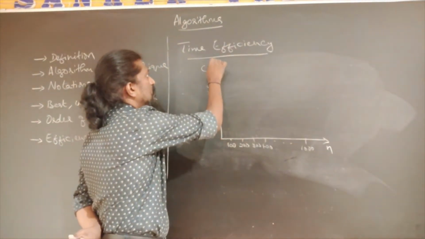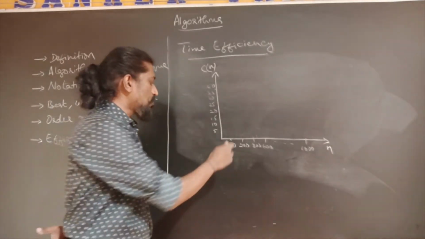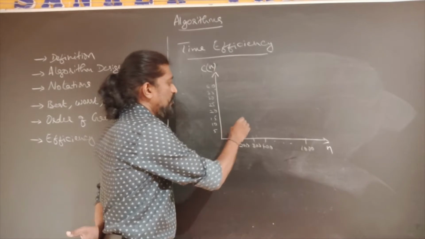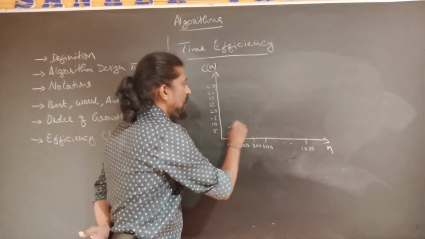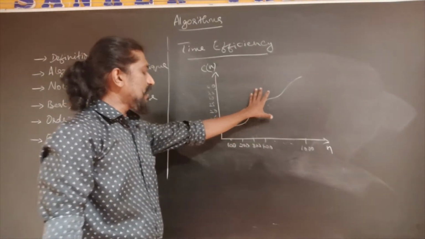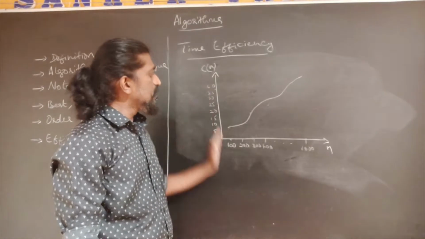Here we are going to represent it as C of n, how many times the basic operation is executed for 100 inputs, some number of times. So we just plot the graph and we get a curve. This will give the running time of the algorithm for various input sizes.